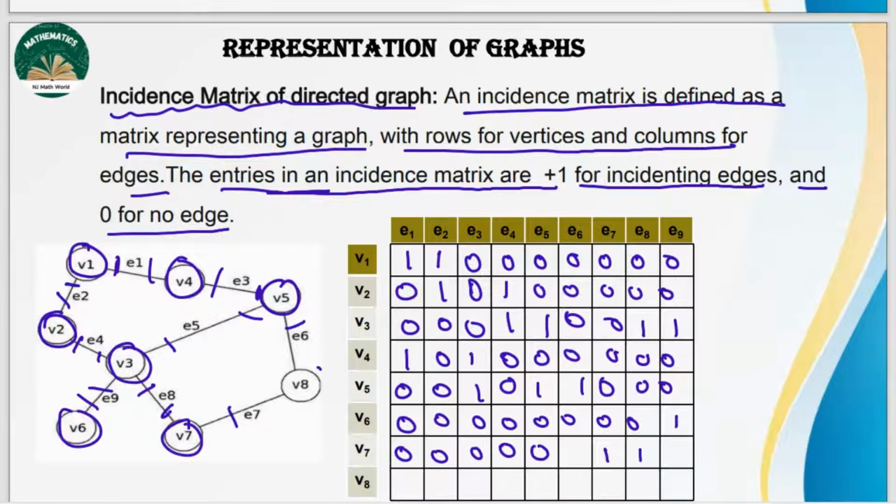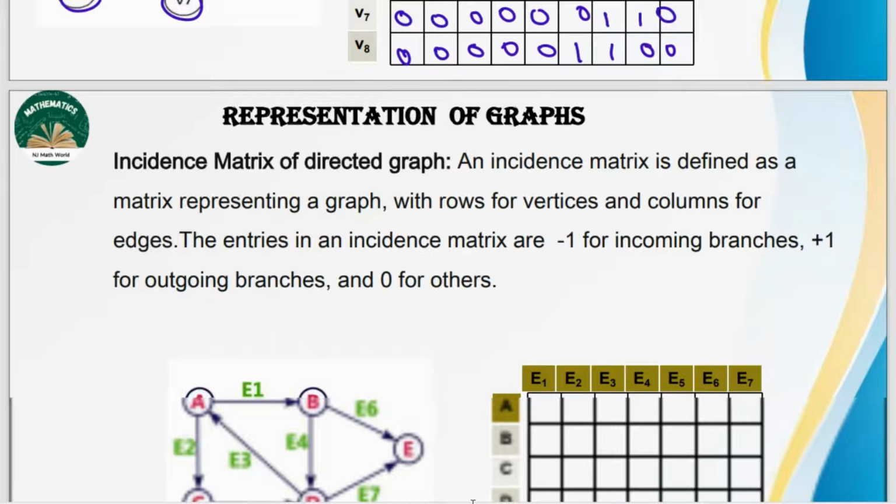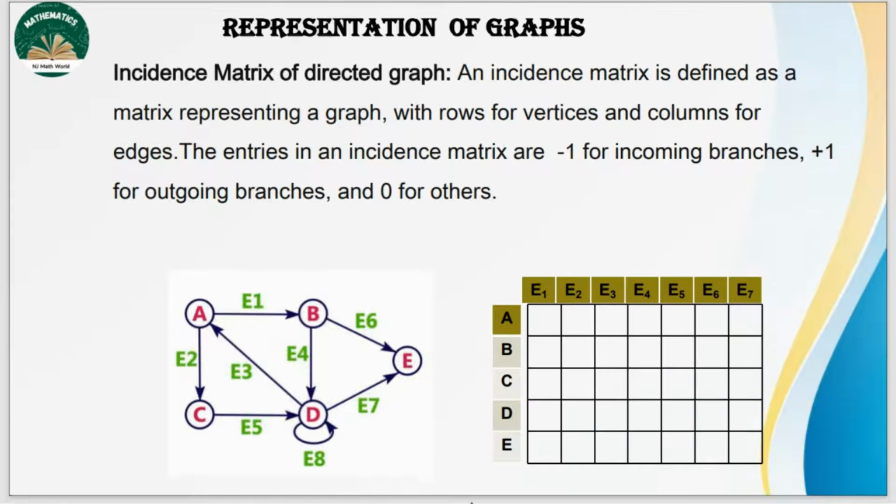So which are the edges which are incident on that particular vertex? We should write. For the last vertex, it is only 2, e6 and e7. The remaining all are 0. So this is called the incidence matrix of a given graph. Hope you people have understood. You can take a break and come back, students. If you feel tired, you can take a break, refresh yourself and come back for the continuation of the video.